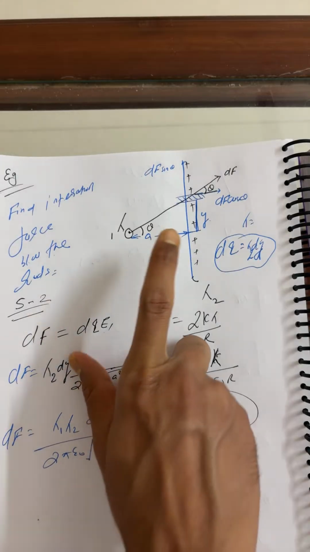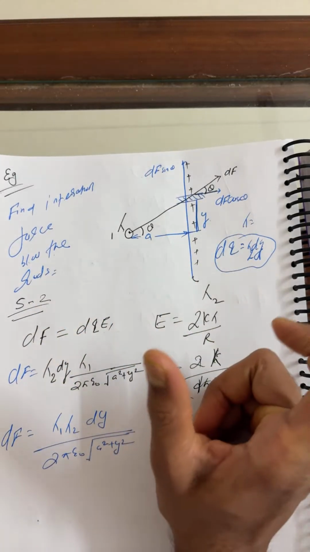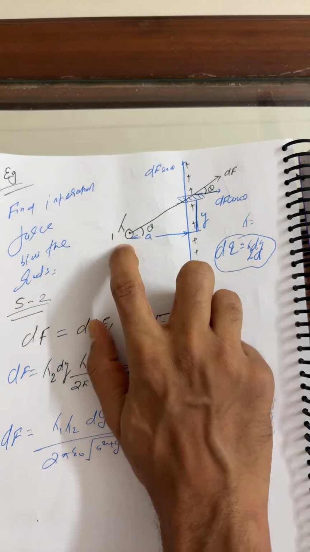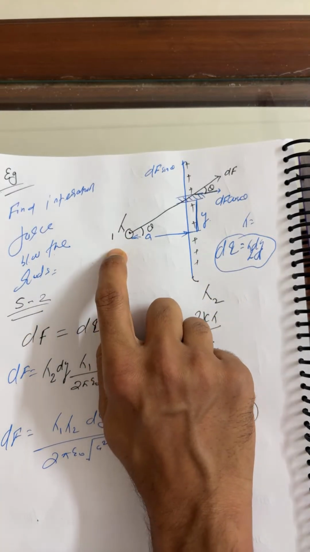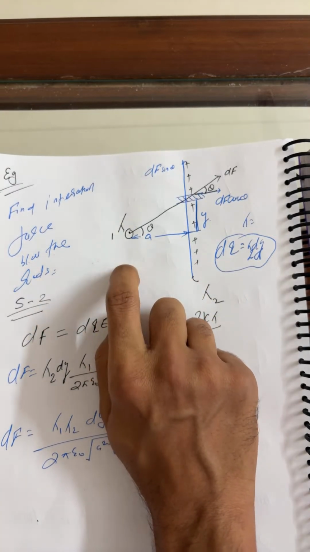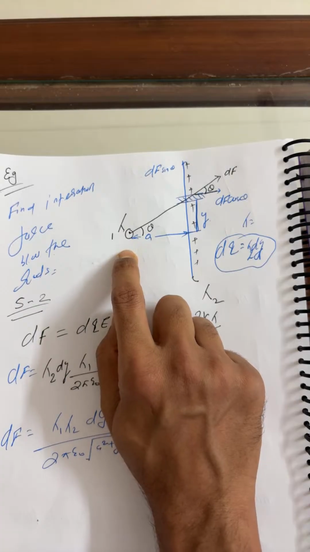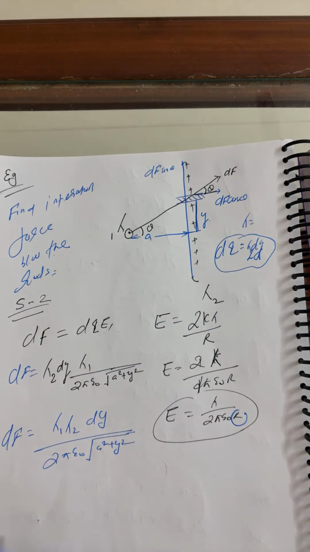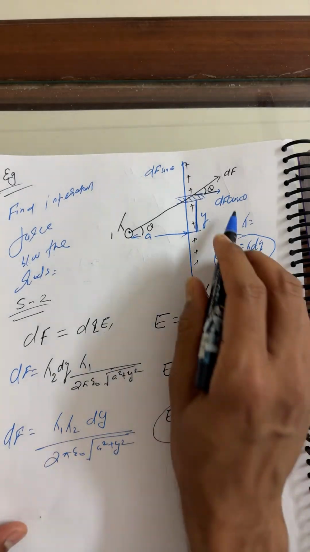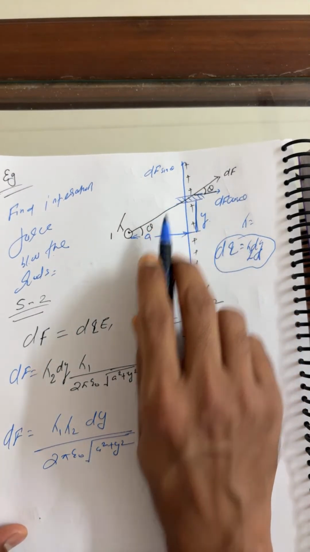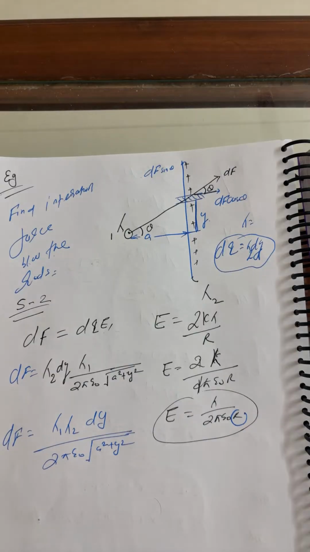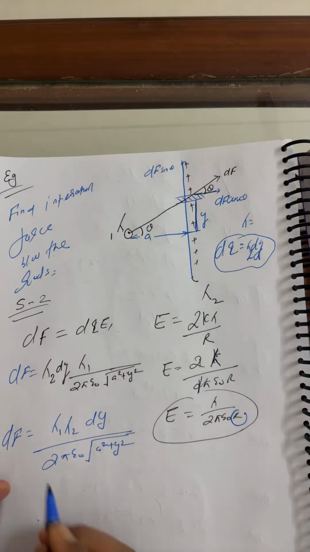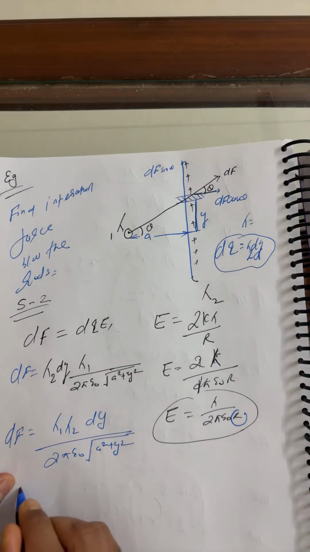But we want to find the total interaction force F between the long straight conductor lambda 1 and lambda 2 here. For this, the dF cos theta and dF sin theta components: dF sin theta cancel each other. So the total force on rod 2 is F net.